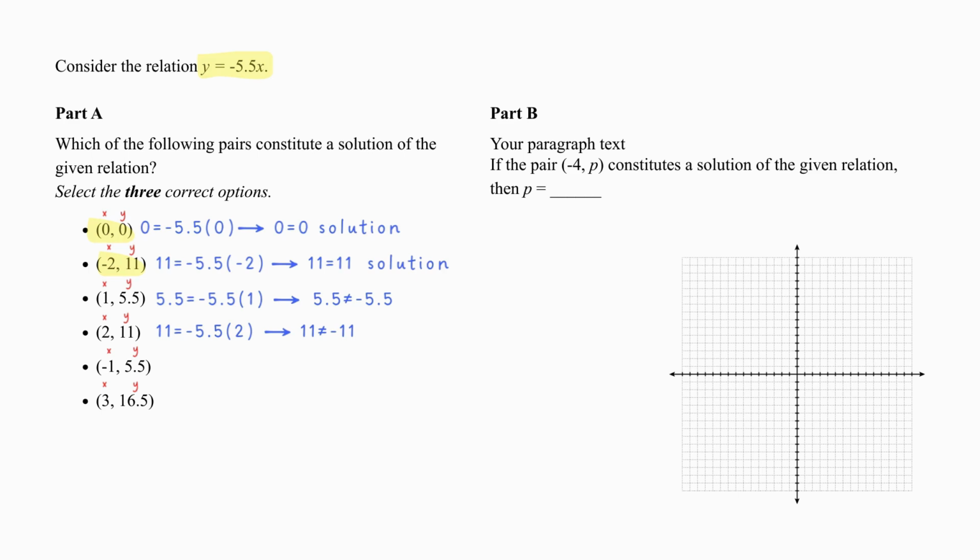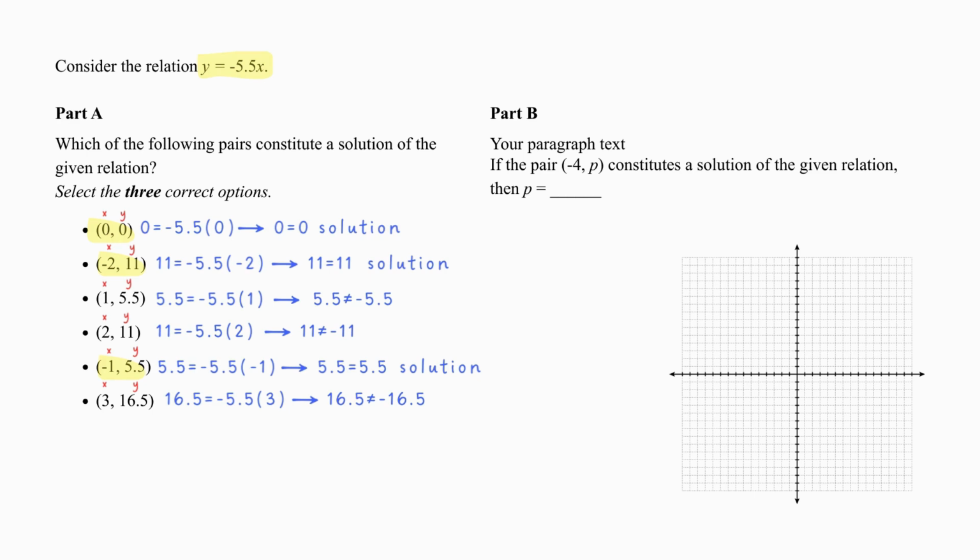Test coordinates -1, 5.5. 5.5 equals -5.5 times -1. 5.5 is equal to 5.5. Both sides are equal, so the coordinate -1, 5.5 is a solution. Test the last coordinates, 3, 16.5. 16.5 equals -5.5 times 3. 16.5 equals -16.5. Both sides are not equal to each other, so the coordinate 3, 16.5 is not a solution.